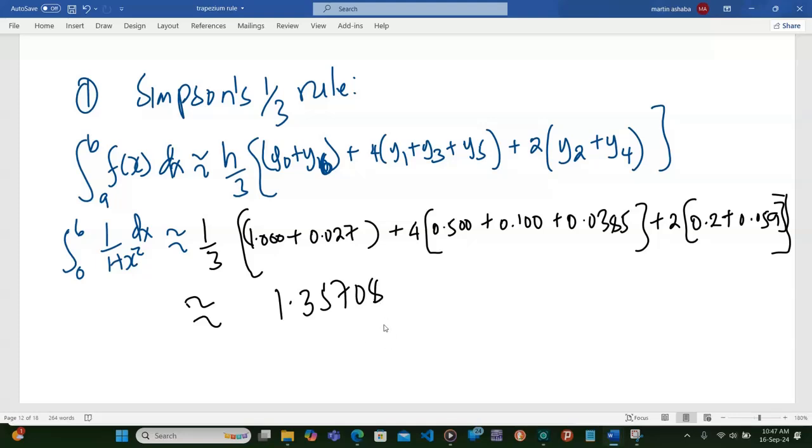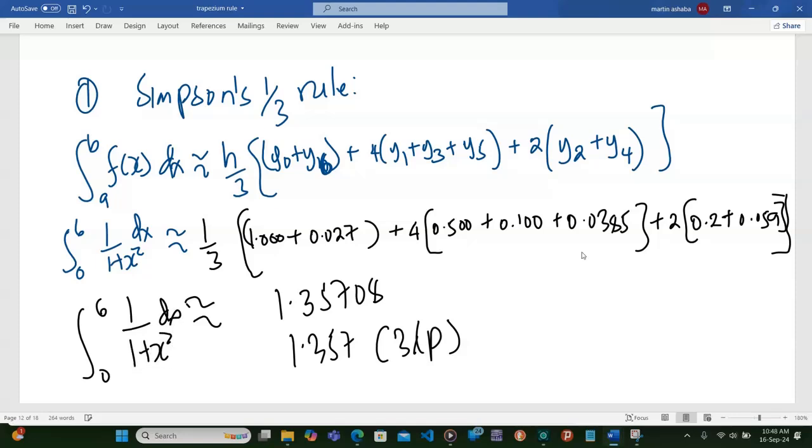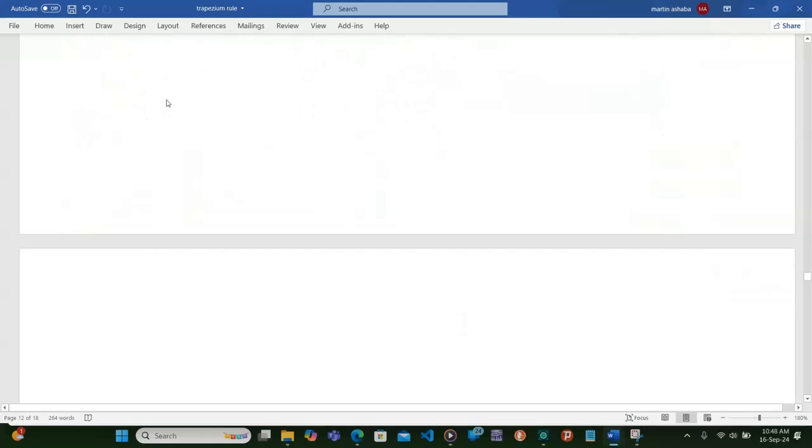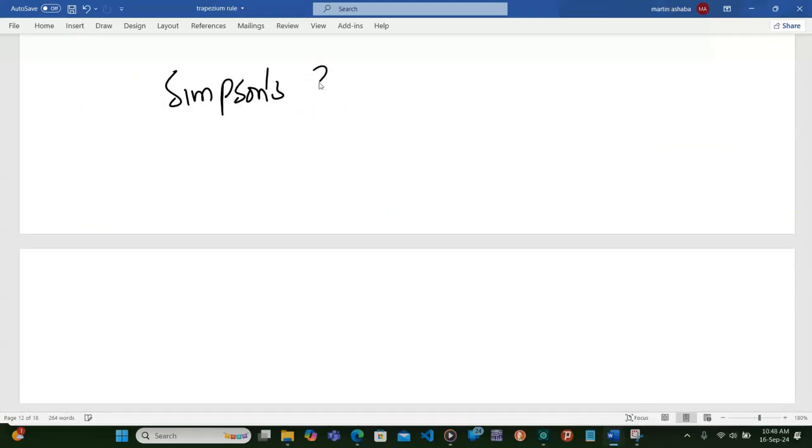1.35708. So if I choose 3 decimal places, then I'll have 1.357. This is 3 decimal places. If you use your calculator and do this integral, you'll see that the value is within that. So let's proceed and now utilize the 3 out of 8 rule, Simpson's 3 out of 8 rule.